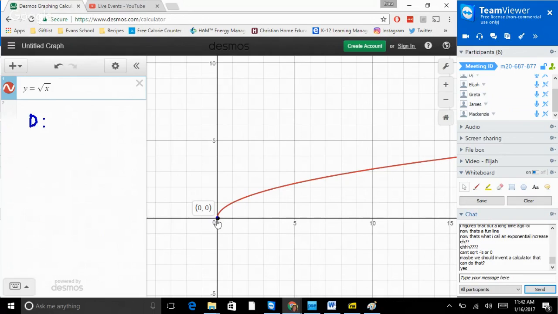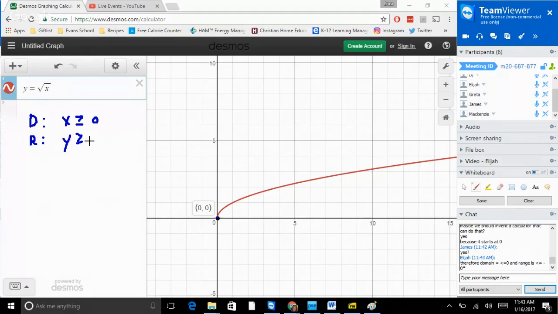So the domain means that x has to be greater than, yep, that's right, James. x has to be greater than or equal to 0. So you can graph this, you can show the graph. The domain is x is greater than or equal to 0. The range is your y's, and your y values are that y also has to be greater than or equal to 0.